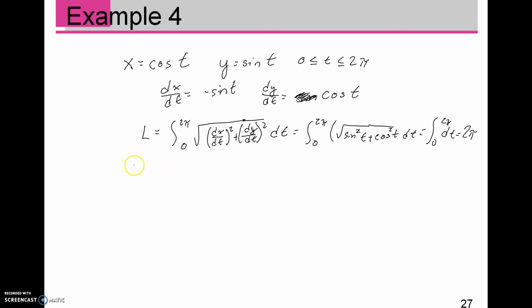If we were to do this again with x equal to cosine 2t and y equal to sine 2t, you'll notice that the integral will give you twice the arc length of the circle. So this one is actually going to give you 4 pi. It's going to take you around the circle twice.